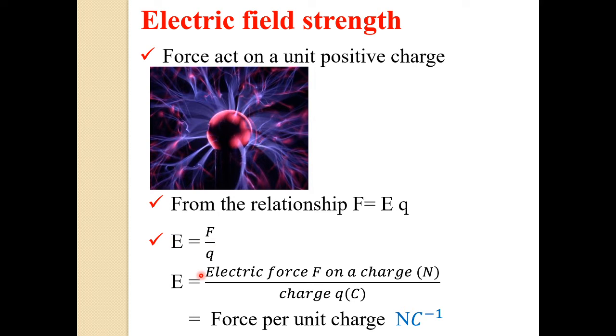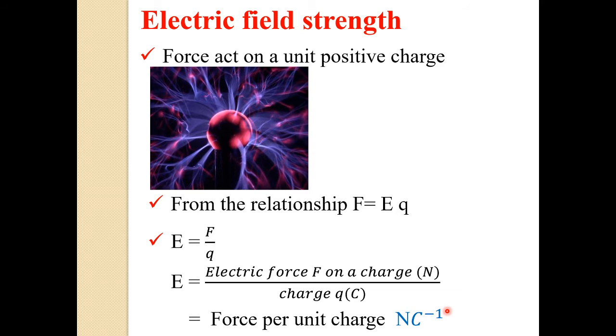So what is field strength? Capital E is the letter that we use to represent the electric field strength. It is given by the electric force F on a charge in Newton divided by the charge in Coulomb. So we can say E is force per unit charge. Force is in Newton, charge is in Coulomb, so for force per unit charge, the unit will be Newton per Coulomb.